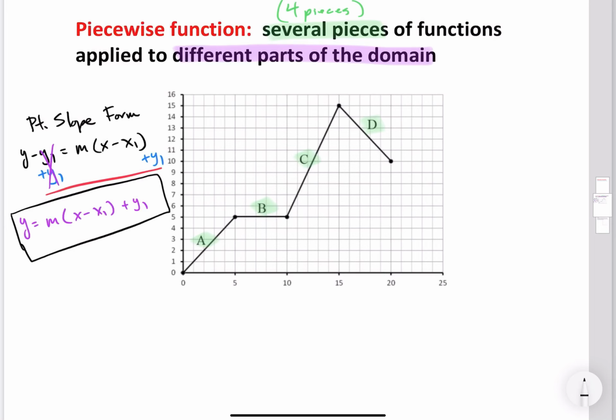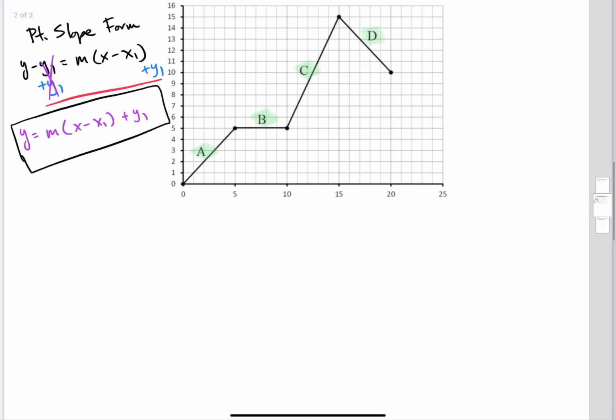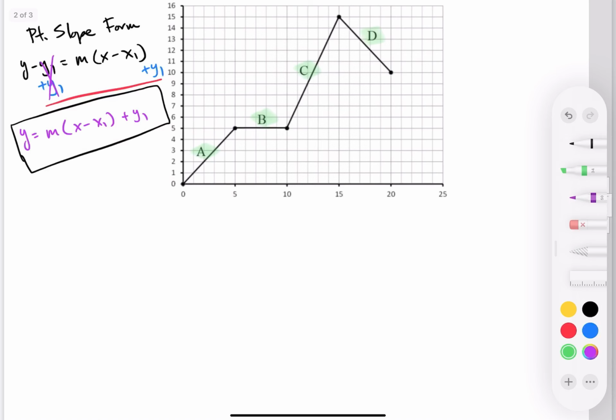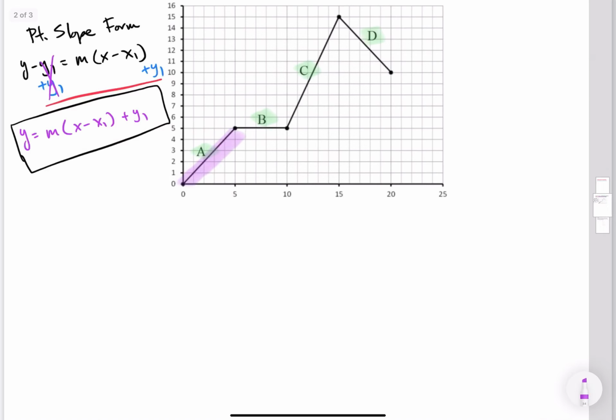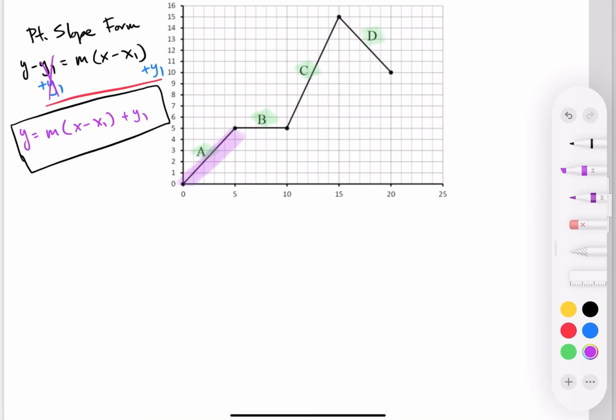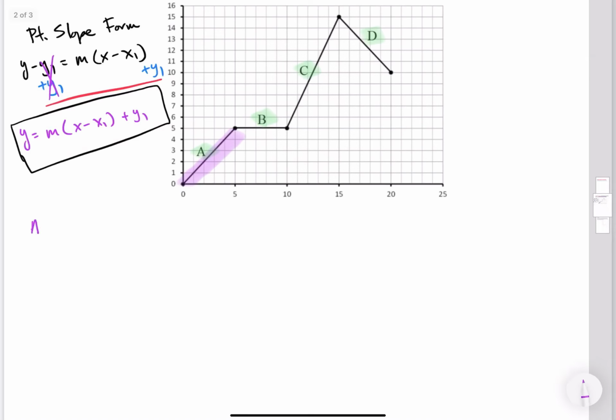So if I take a look at each of these pieces, we're going to come up with an equation for each section. If we take a look at the first section, we're going to start off with A, and I want to come up with an equation for that piece right here. For part A, we need a point and we need a slope in order to come up with our point-slope form. So the point that we're going to start off with is the beginning point, and that point's at (0, 0).